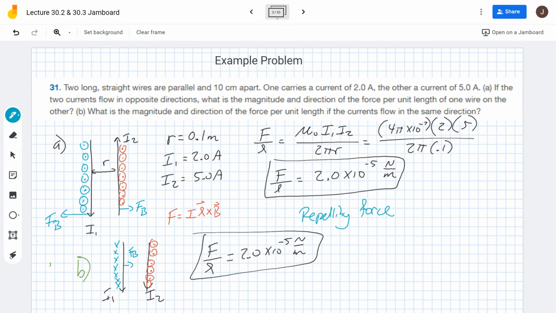Now looking at I2, again, my fingers are pointed down. I'm curling my fingers out of the page, and my thumb is now pointing inwards. Okay, so when the currents are going in the same direction, you have an attractive force. When they're going in opposite directions, they're going to be repelling each other. That should be the same for any case, as long as you're looking at two parallel wires going in the opposite direction or in the same direction. The result for the directions should be the same.